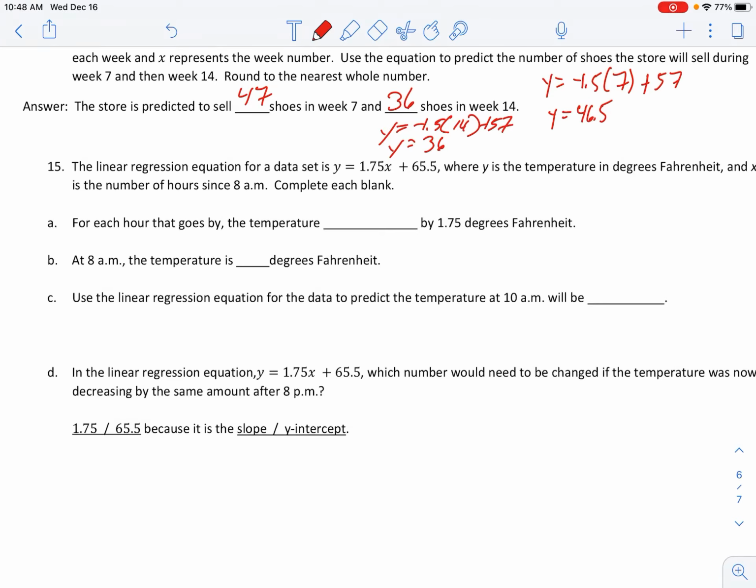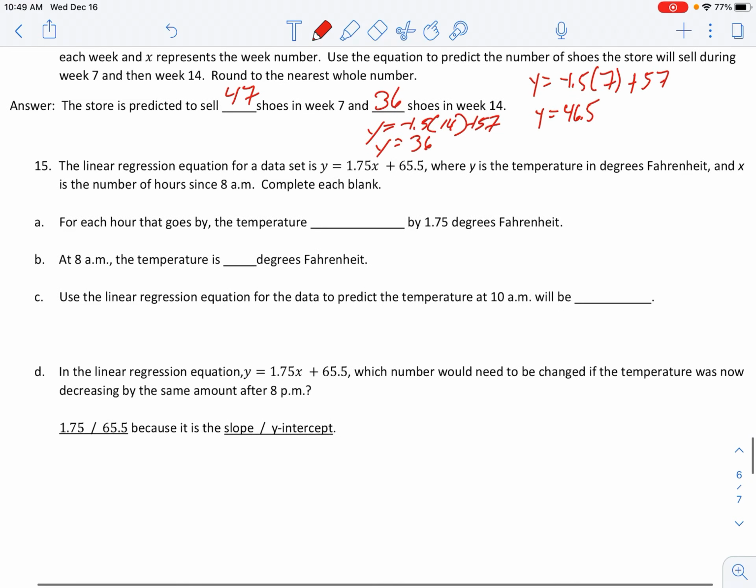Okay, so for the last one, question 15, we are given a linear regression equation, 1.75x plus 65.5, where y is the temperature and x is the number of hours since 8 a.m. We need to go through and complete each blank.